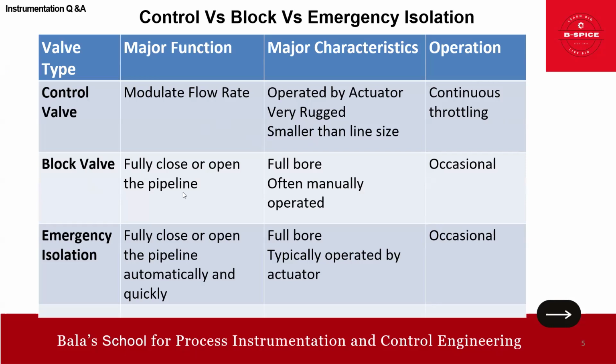Now the block valve: fully open or fully closed. That's just on-off, full bore, often manually operated, occasional operation. Then the emergency isolation valve is fully closed or open on the pipeline automatically and quickly. That is the important point. It is full bore, typically operated by an actuator, with occasional operation. That's it. These are the basic differences between them.